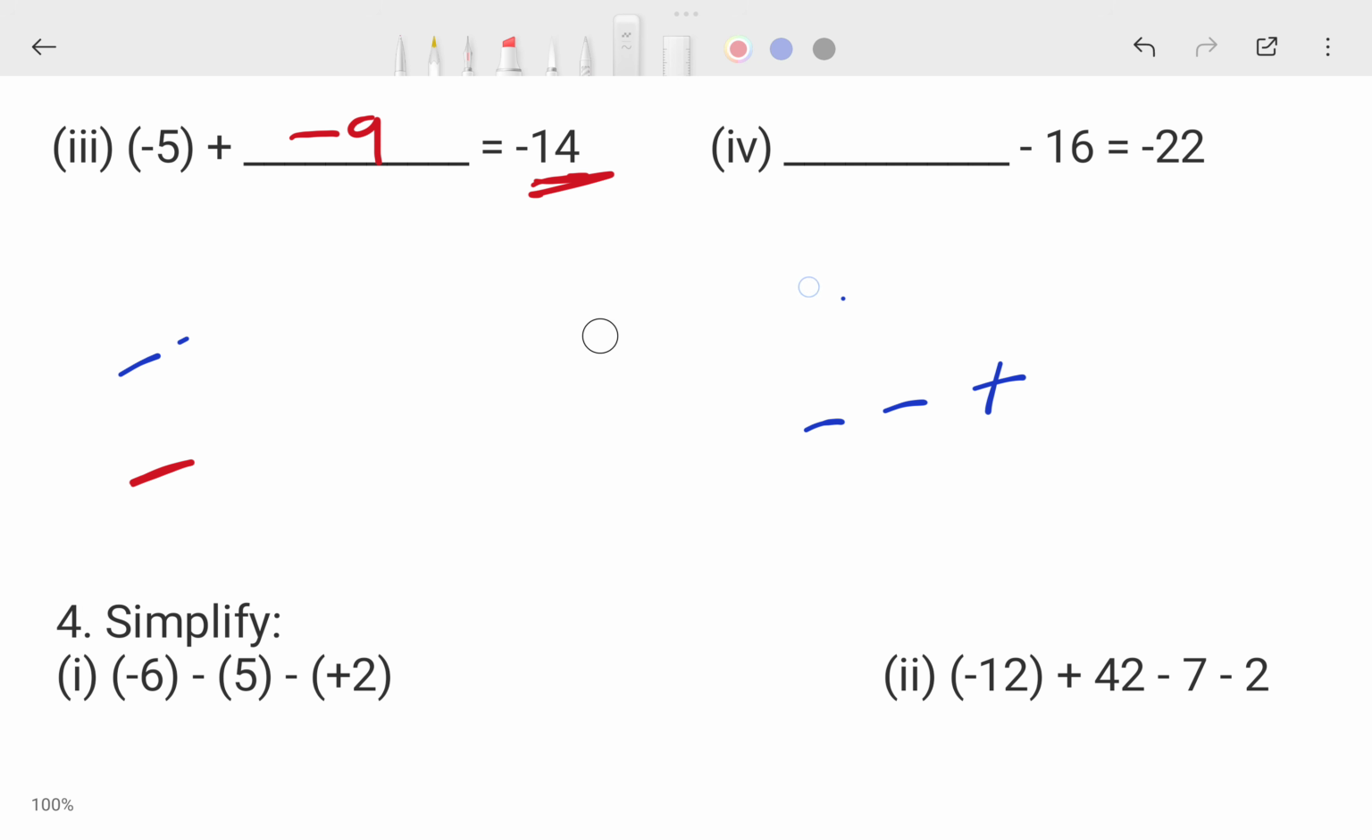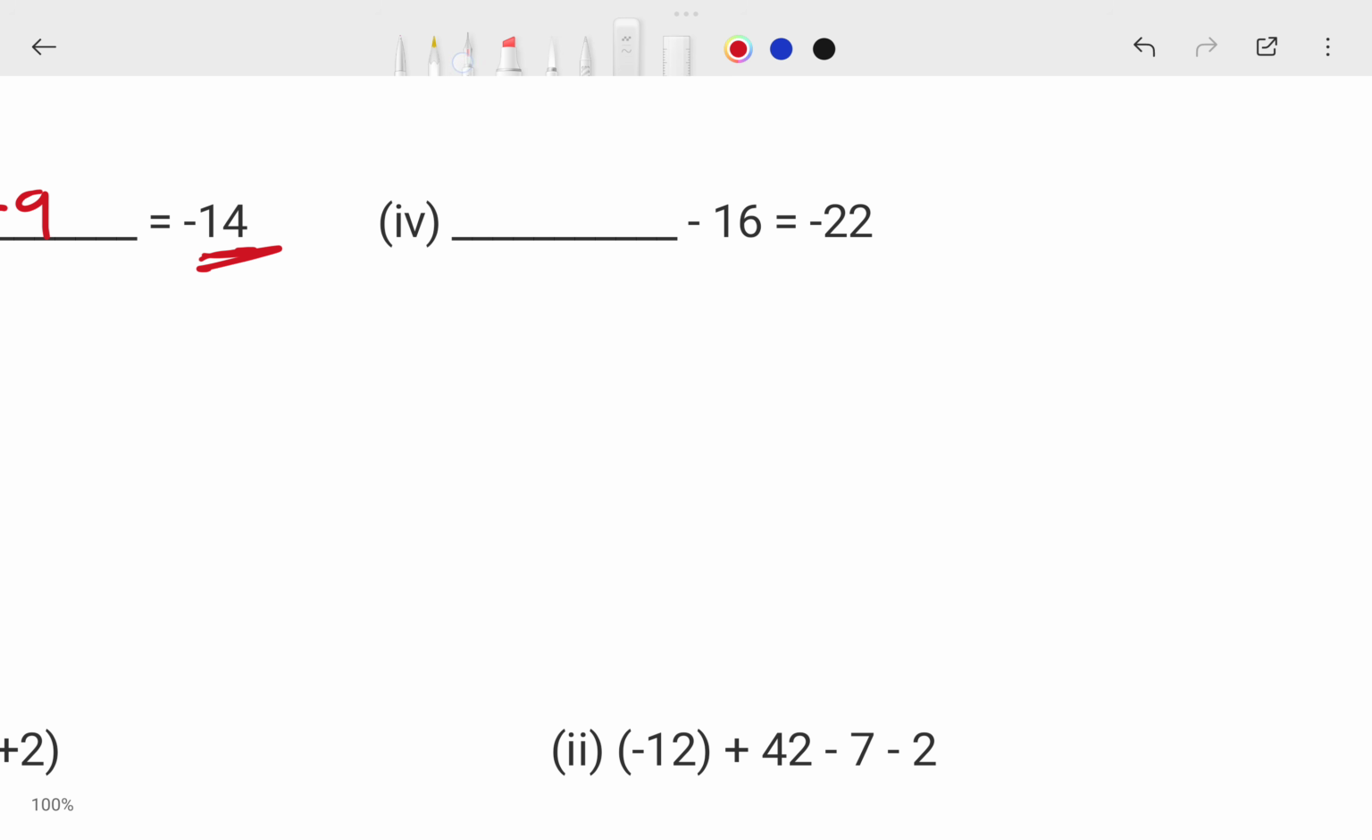Okay, right. So okay, now let's talk about this question. So this question is the same again. I'm telling you, just send this to this side. This we don't know. What you can do, just send this 16 to this side. So this is 22 and this is 16. If you send it, it is negative 16, it will become positive 16. Okay, it will become plus 16.